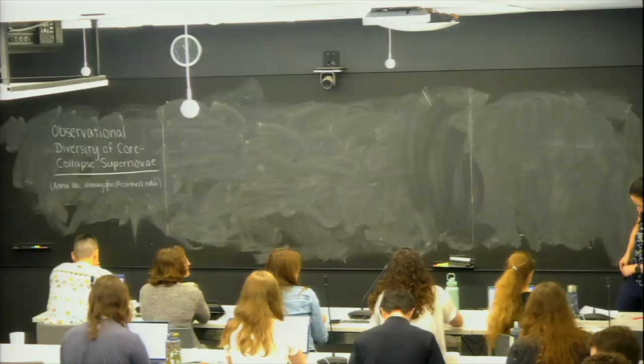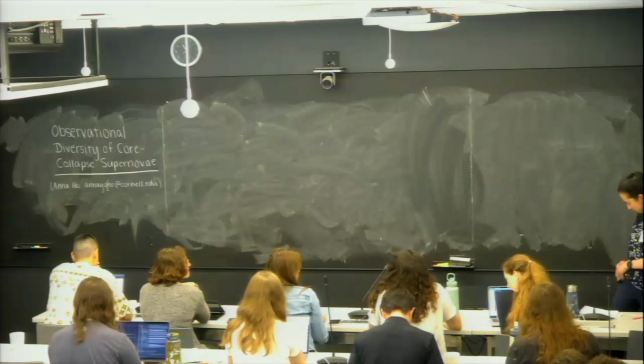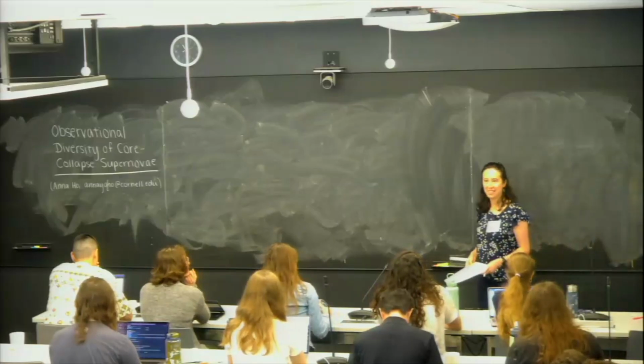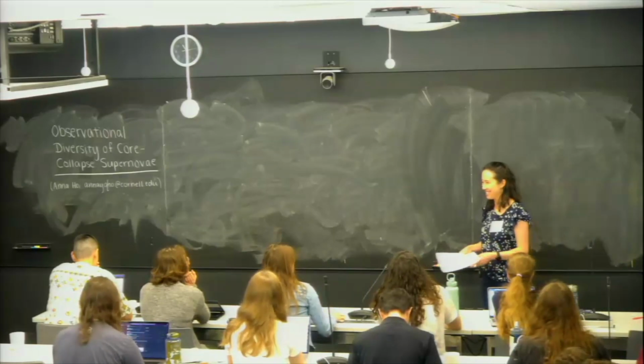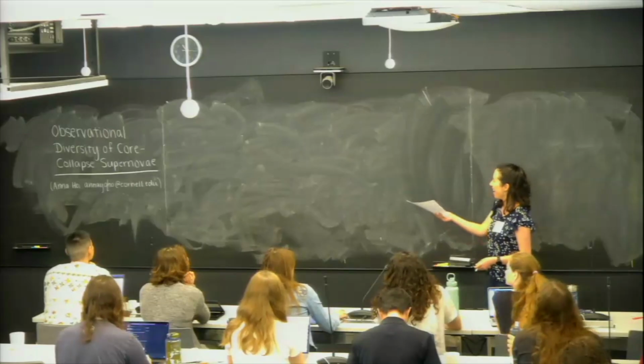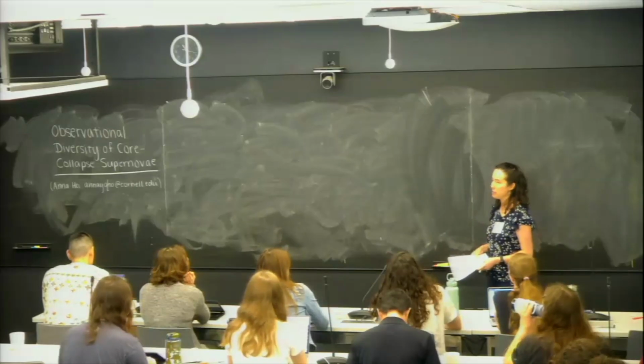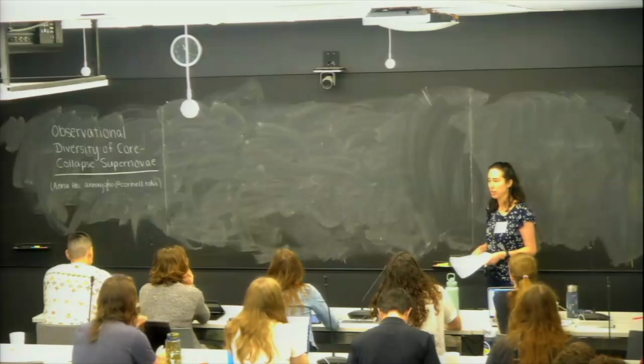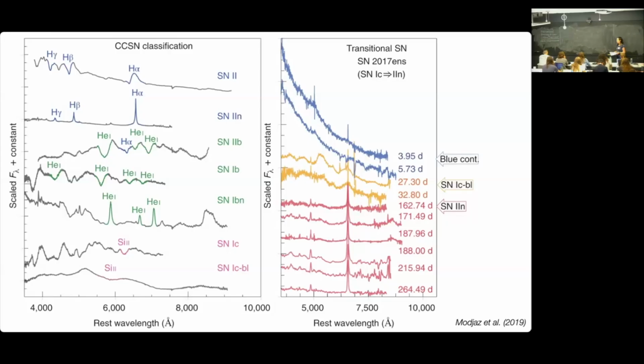Okay, good morning, everyone. Very nice to meet you and also very nice to see some familiar faces. As Kishole said, I'm going to be talking about the observational diversity of core collapse supernovae. I think you got a sort of theoretical overview from Jared this morning, so I think that'll set the stage nicely for what we'll discuss now.